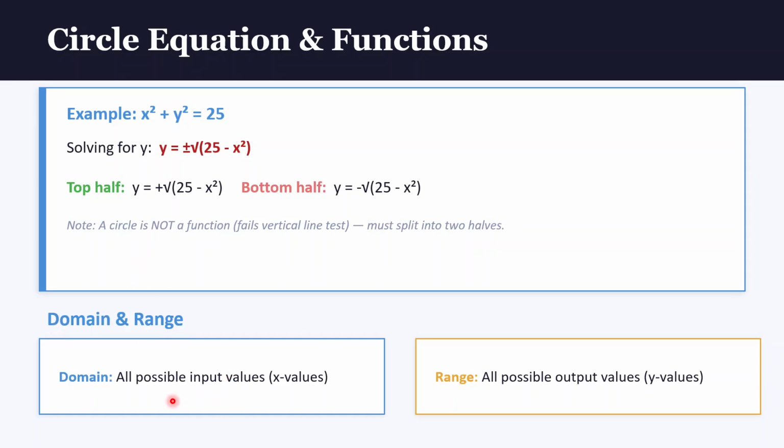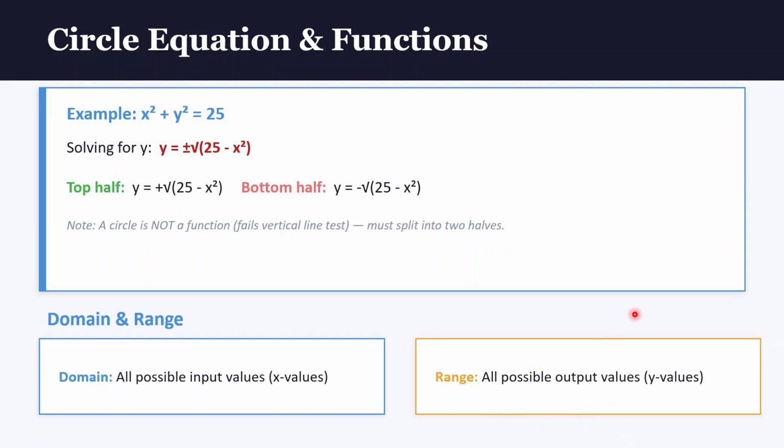Domain and range. Domain is all possible input values. For example, let's not look at y right now. Let's say x squared is equal to 25. So x can be plus or minus 5, right? So that's the domain. All the possible input values is called the domain. So that's the group.